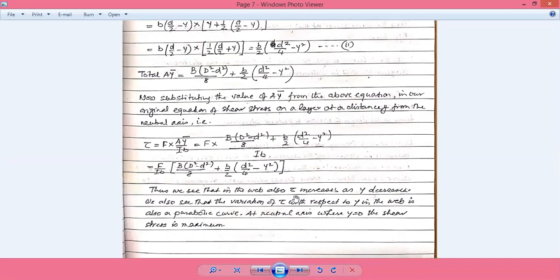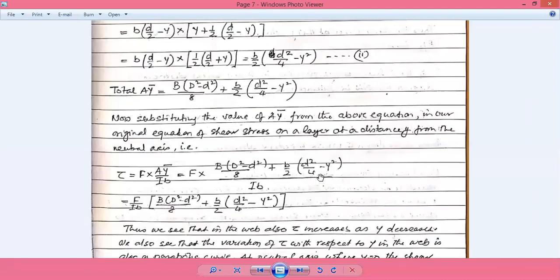If we put the neutral axis where y is equal to 0, the shear stress is maximum itself. So let us see how it impacts.